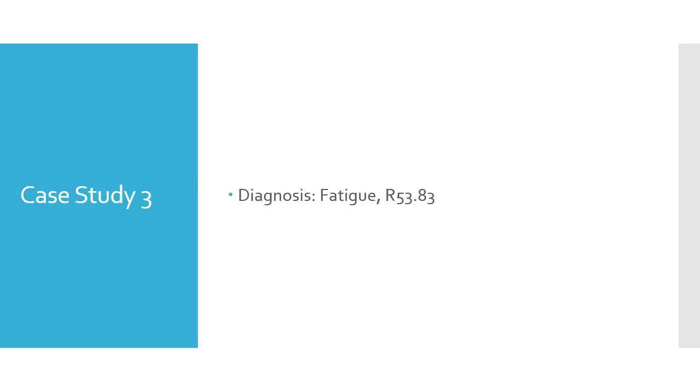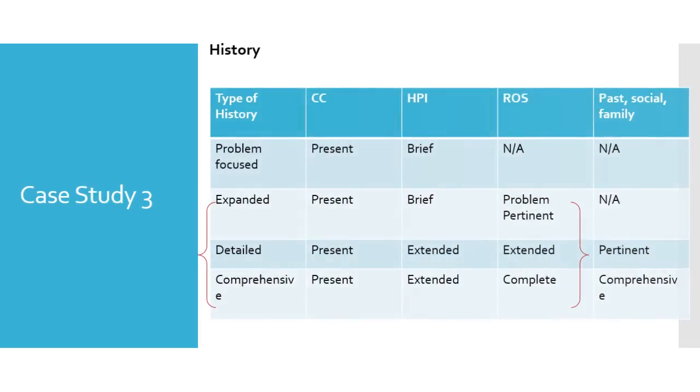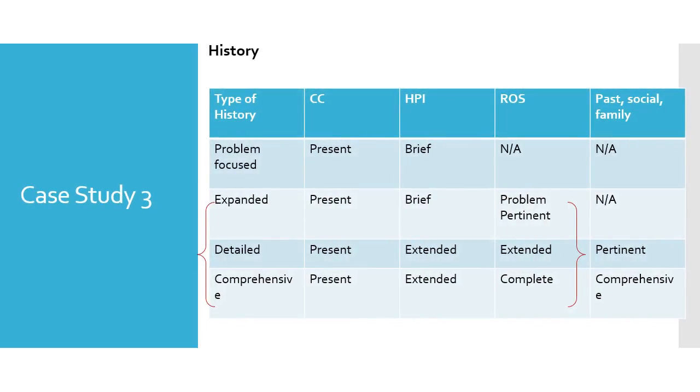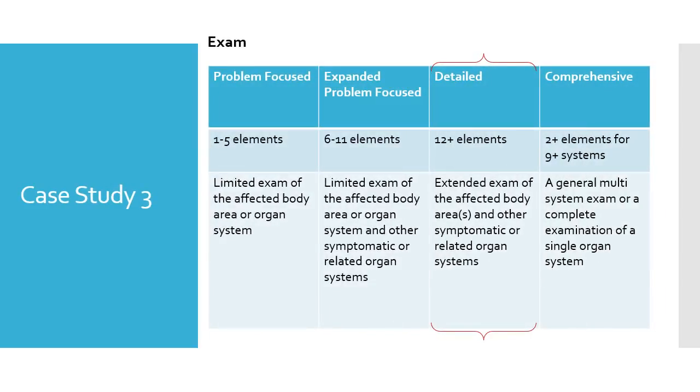Her diagnosis is fatigue because we don't have anything definitive right now. And you can code the patient's symptoms at this point until you get a definitive diagnosis. Based on the history, this is a detailed exam. The chief complaint was present, there was an extended HPI, the review of systems was extended, and the past medical history, family history, social history was pertinent. Systems reviewed, but not more than 9, so this would fall under a detailed exam.